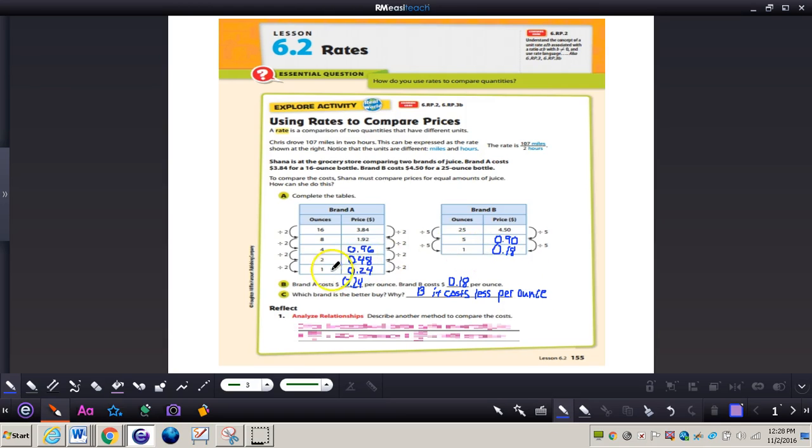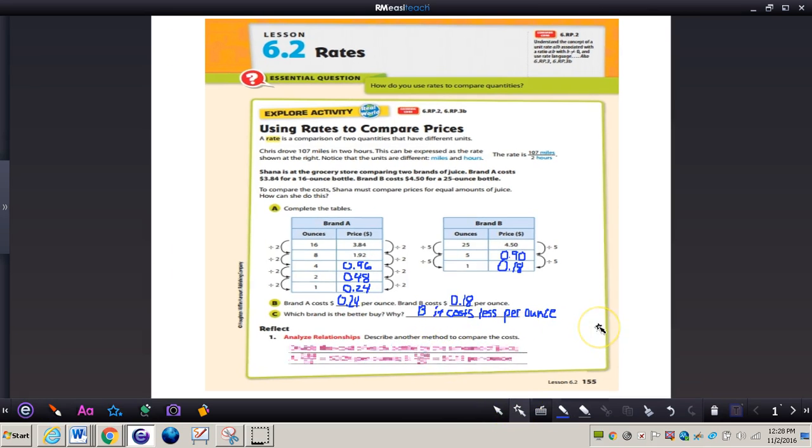Why do we know that? Because we took it down to unit rates. So we can see, analyze the relationship. It said describe another method to compare the cost. So another way that we could do this, I want you to write this out as well. We can divide the cost of each bottle by the amount of juice. In other words, we can see $3.84. We can divide it by 16 because there are 16 ounces of juice in brand A. That'll get us the price per ounce. Then $4.50 divided by 25 because that's how many ounces are in brand B, and that'll show us 18 cents per ounce.